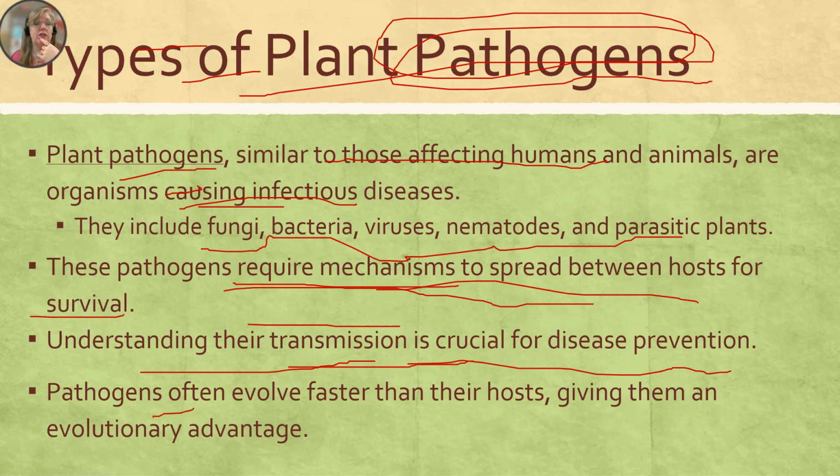All right, the pathogens, though, often evolve faster than their hosts, which gives them an evolutionary advantage. If you think about how quickly a bacteria reproduces itself compared to how quickly a tree reproduces itself, bacteria is going to be evolving much faster than a tree would. The bacteria is going to be changing, modifying, and mutating. By the time the tree has a next generation to see if it's going to evolve, it takes forever. So the pathogens are evolving faster, which gives them an evolutionary advantage.